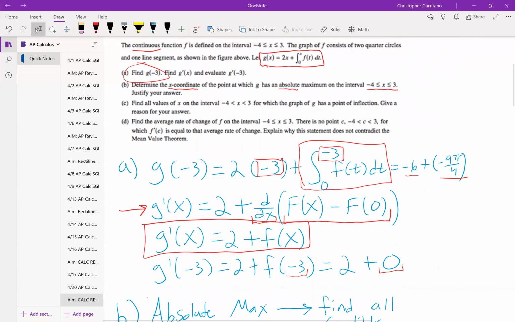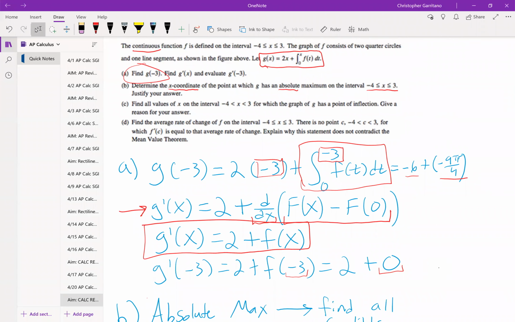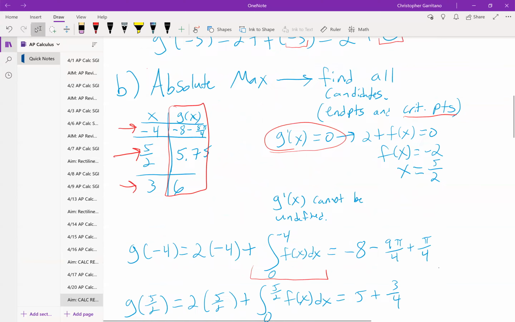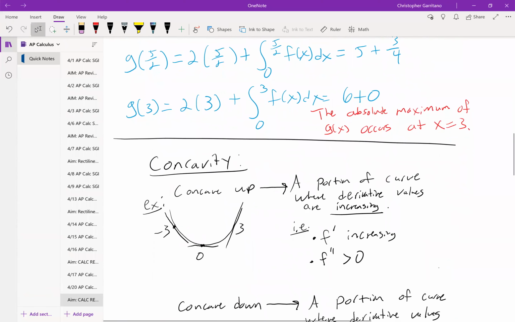Okay, part C. So this is the one that I saw a lot of questions being asked. And also, I think there was another concavity question on the second problem, and there were a lot of questions being asked there. So I wanted to just do a quick mini lesson here about concavity.